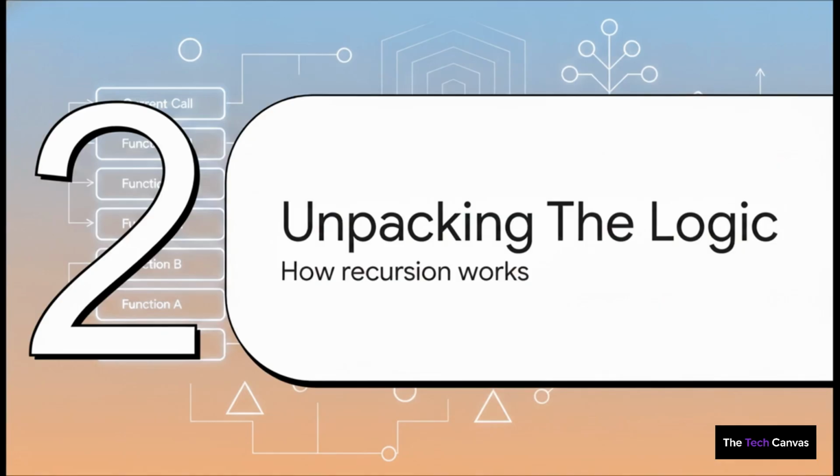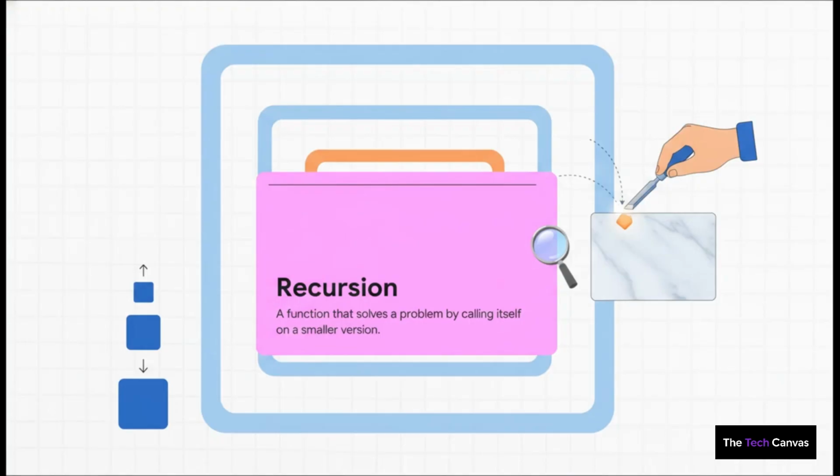Section 2. Unpacking the logic. How recursion works. Okay, let's translate that real-world pattern into a foundational computational tool. Here's our formal definition. Recursion is a function that solves a computational problem by calling itself on a smaller version of the same problem. So rather than trying to swallow a massive, incredibly complex computation all at once, the algorithm acts kind of like a sculptor chipping away at a block of marble. It does a tiny, manageable piece of work, and then it literally hands the rest of the problem off to a brand new, fresh instance of itself. It's really the ultimate expression of the divide and conquer strategy.